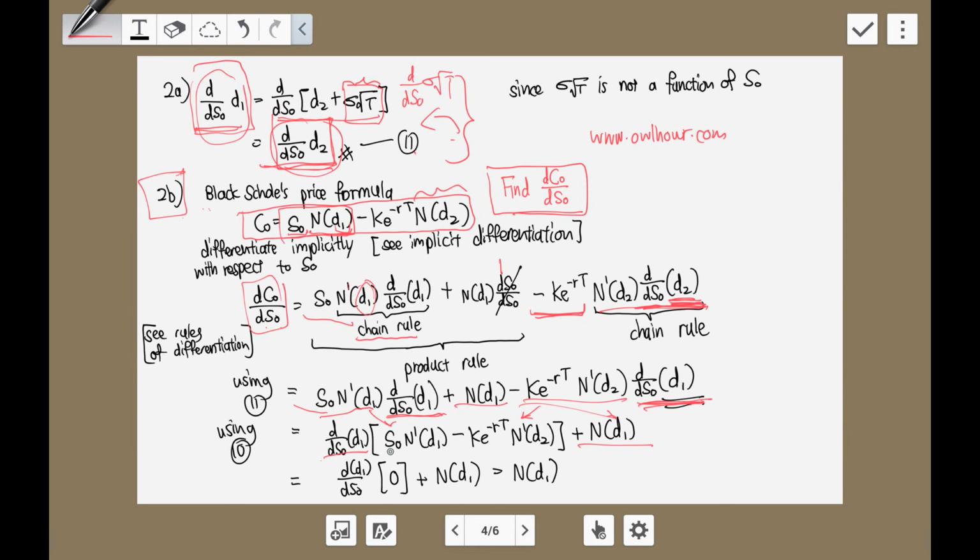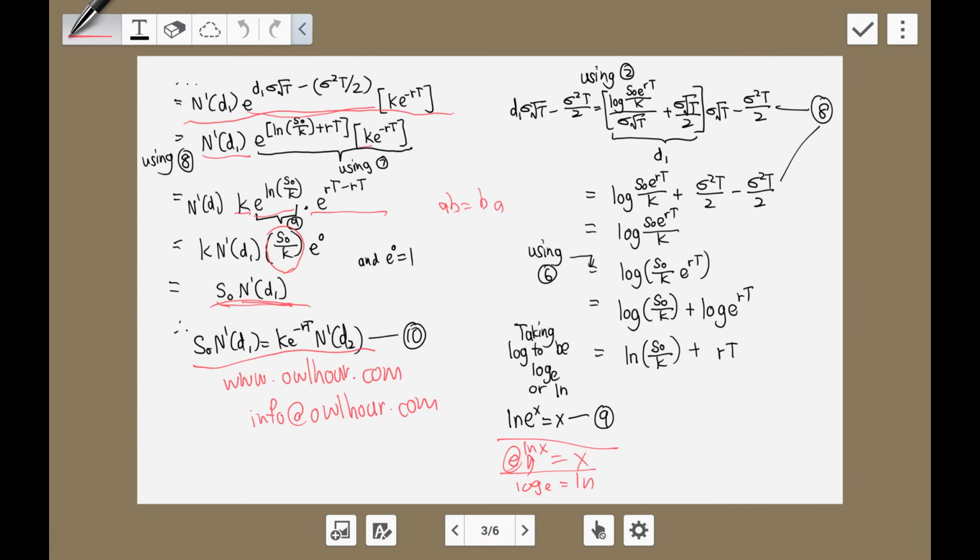Then in equation 10, in the earlier tutorial, we have proved that S0 N prime(d1) equals K e^(-rT) N prime(d2). This is the same as saying S0 N prime(d1) minus K e^(-rT) N prime(d2) equals 0.